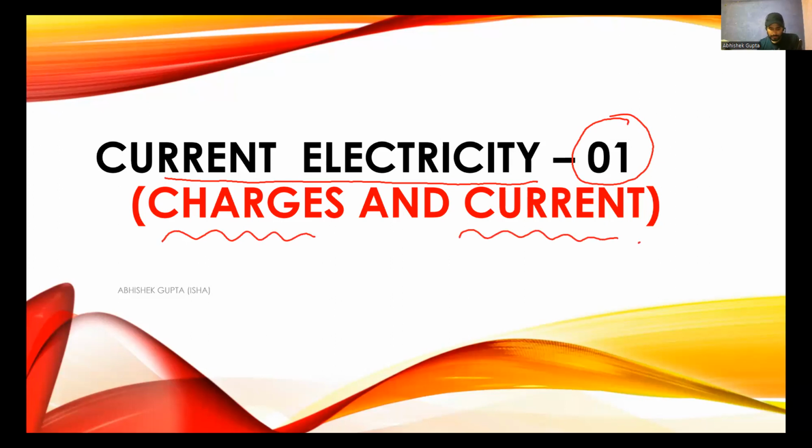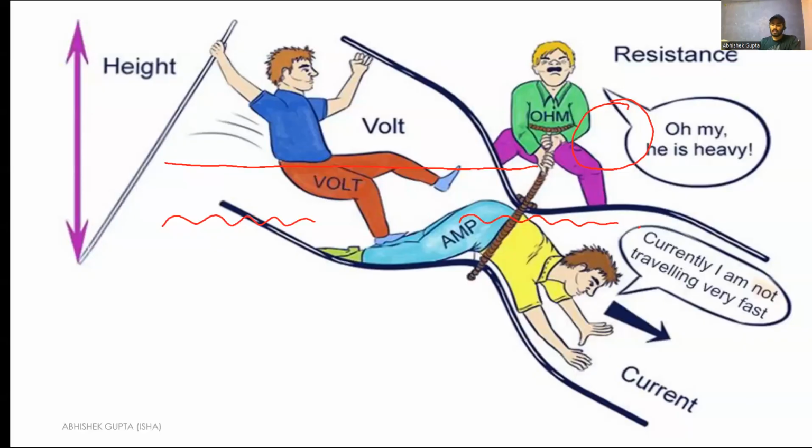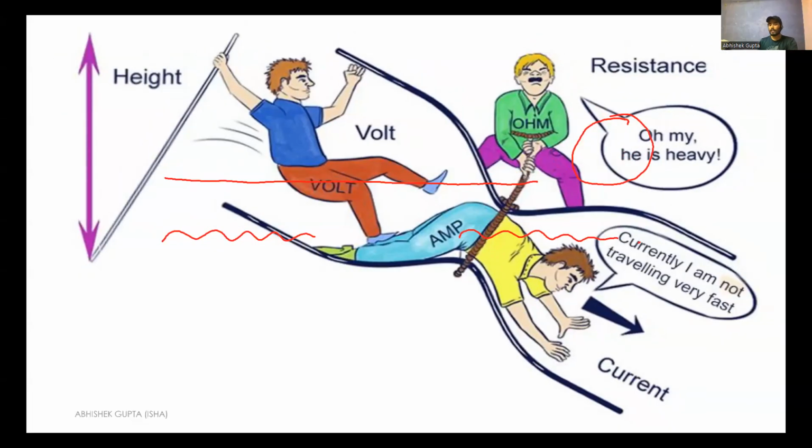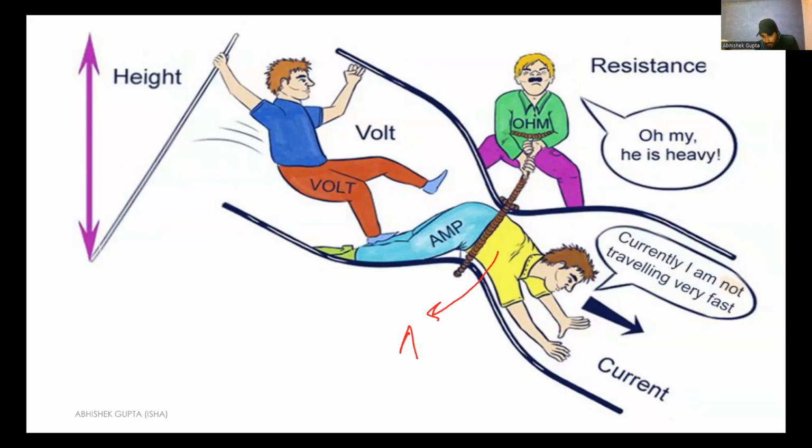So let's get started. Now the first thing that we need to understand is that this is a story, एक कहानी है. The name of this film is Current Electricity, and in this movie we have three main characters. दिख रहा है आपको यहाँ पर? This is character A, this is character B, and ये जो बंदा है, this is character C. You can understand it in simple terms.